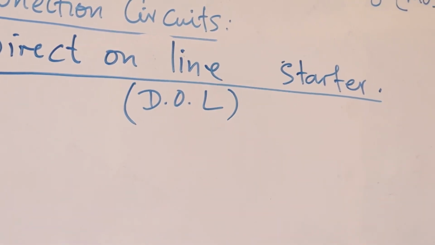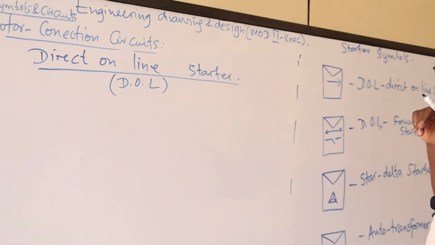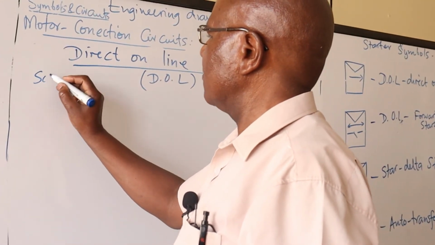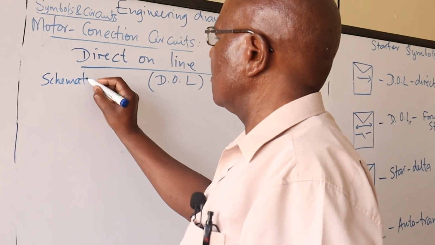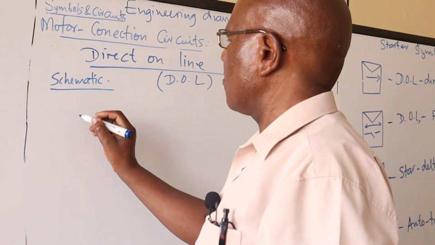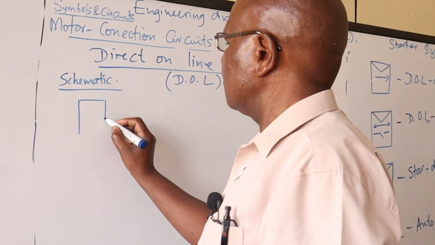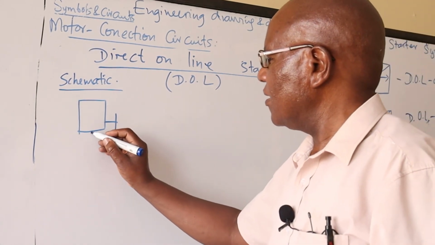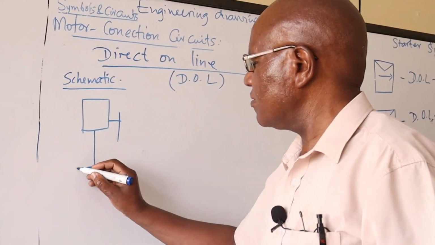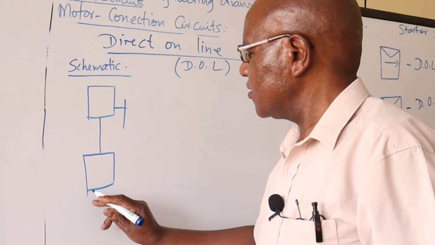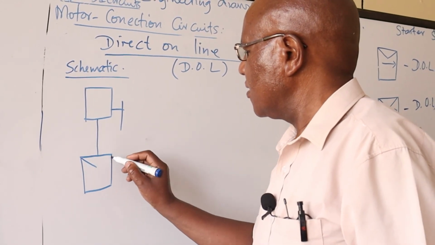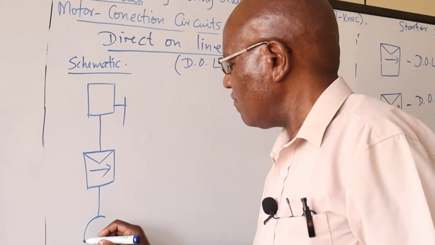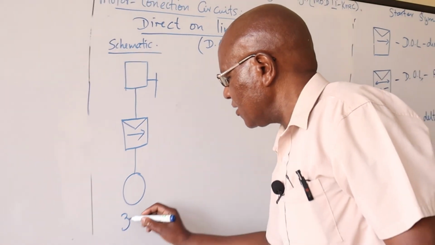Now, if you were to draw a schematic diagram for the DOL, this is the schematic. I'll be having the isolator, which you said is a mass for the motors. And then I have the symbol for the direct online. In this case, it's just moving in one direction. And then I have my three-phase motor here.